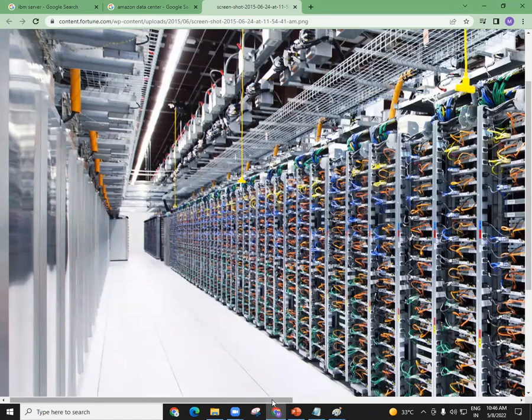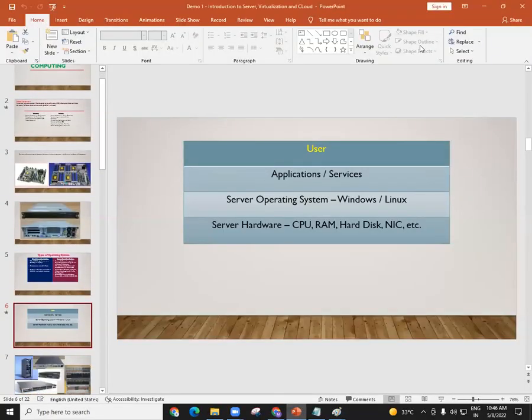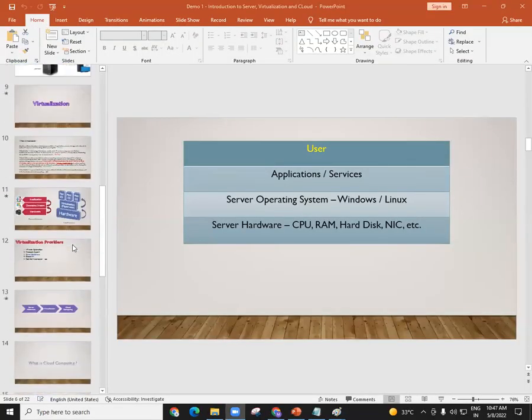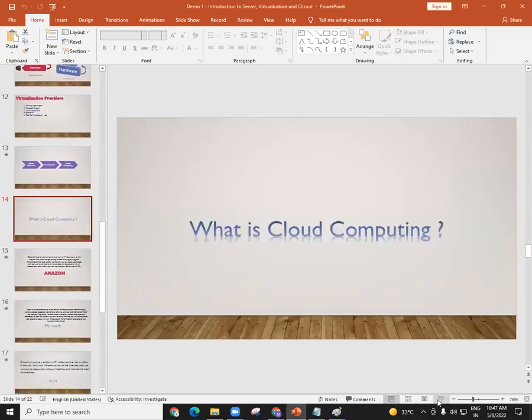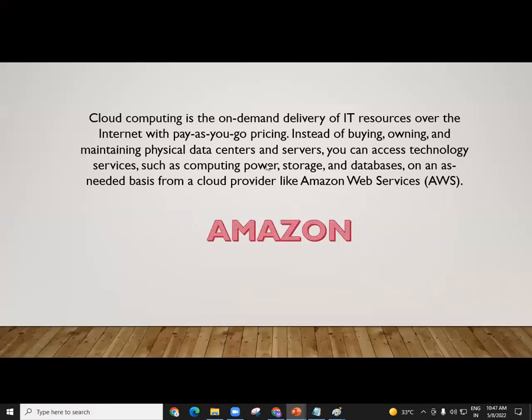What is cloud computing, friends? Let me just take you to some definitions here. Don't worry about the remaining slides. We will see the remaining slides from Monday. So let us see what is cloud computing now. Hopefully things will be easier for you to understand. This is the definition from Amazon.